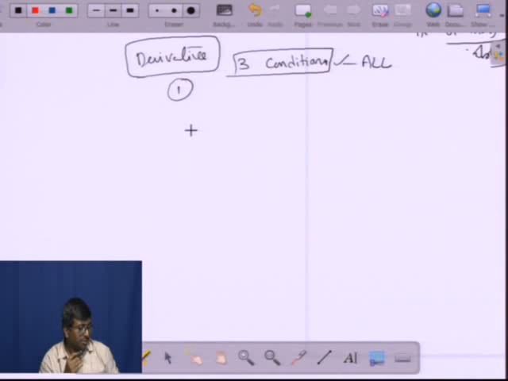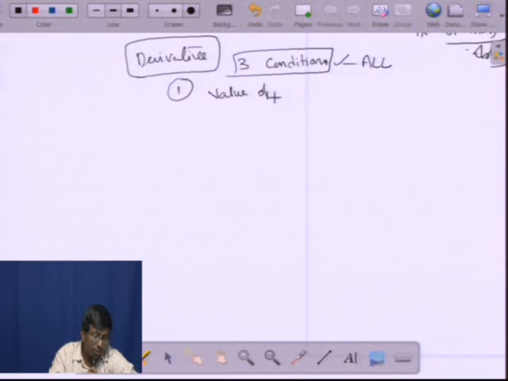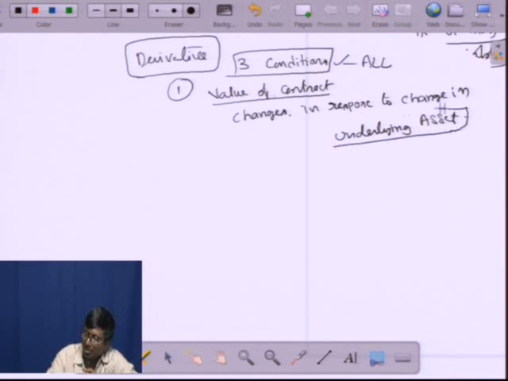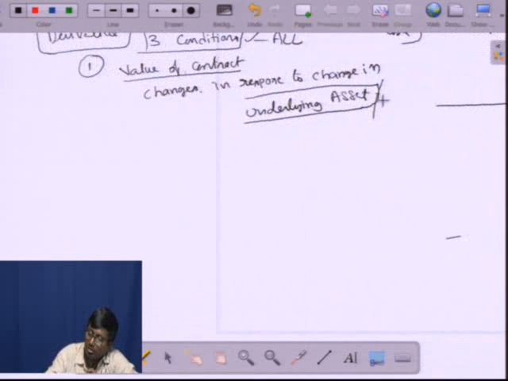What is a derivative? Any idea, my dear? The value of the contract changes based on the underlying asset. Right, please note down. Value of a contract changes in response to change in underlying asset. The value of this is going to change based on something, the underlying asset, or you can have a price or index. It could be any.